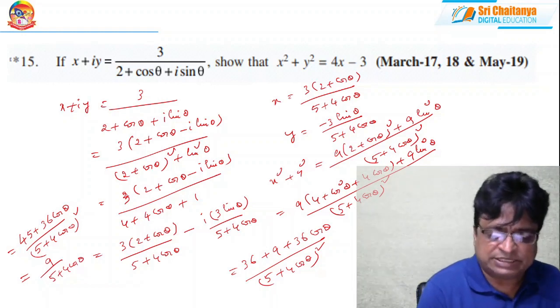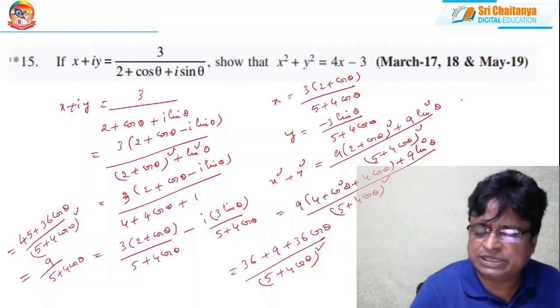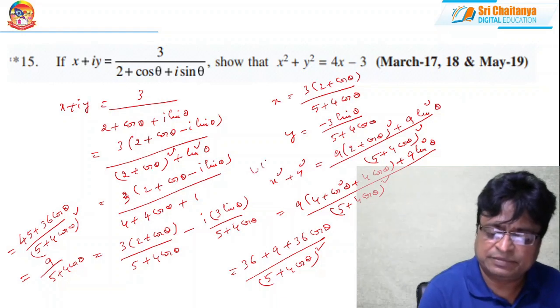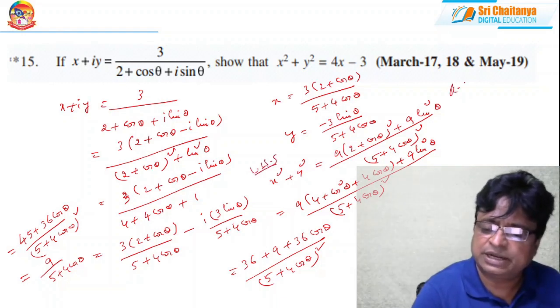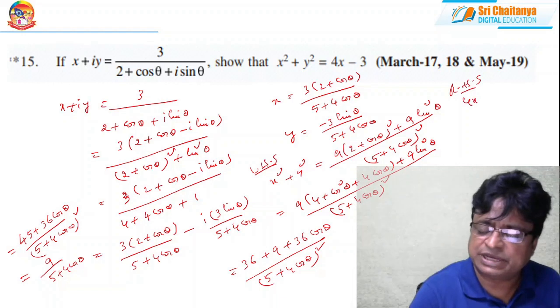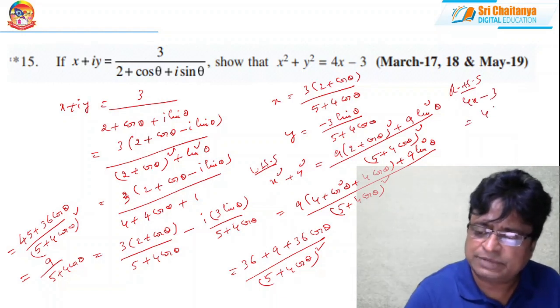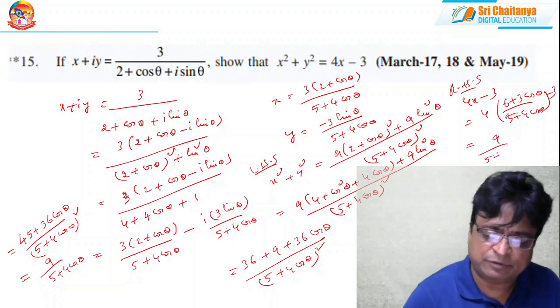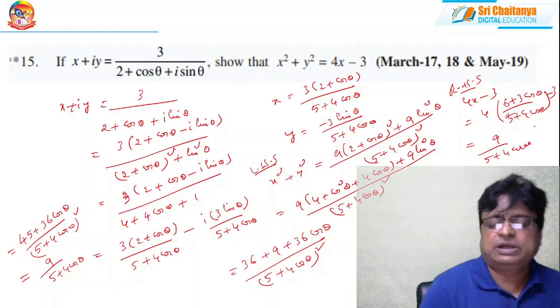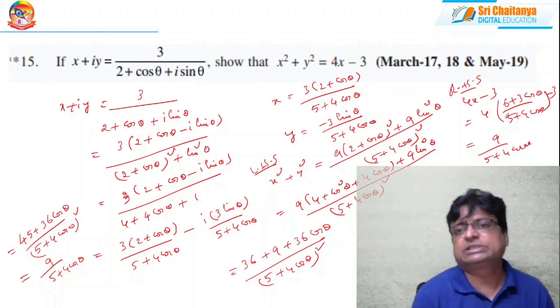Now find the value of 4x minus 3. This is the LHS, you can take the RHS, that is 4x minus 3. 4 into, what is my x? Already I told. 4 into 6 plus 3 cos theta by 5 plus 4 cos theta minus 3. You simplify these, you will get the same 9 by 5 plus 4 cos theta. Therefore, x square plus y square equals 4x minus 3.